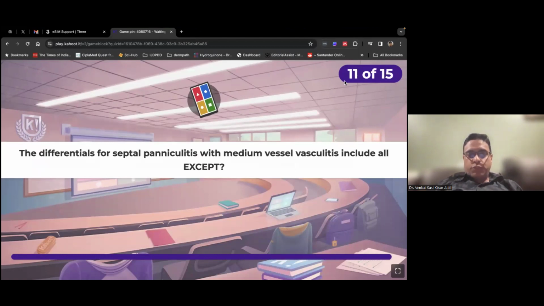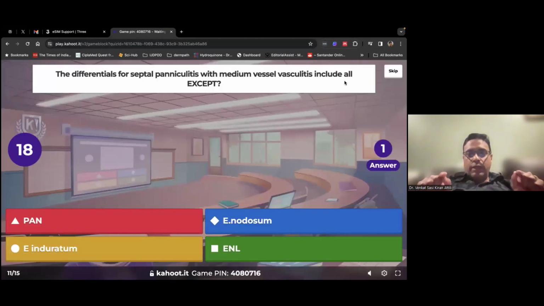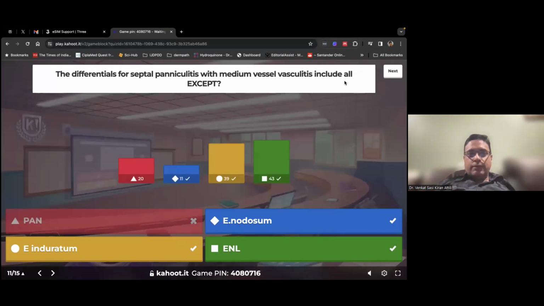So which of these options that are going to come up are not an example of septal panniculitis with medium vessel vasculitis? And it's multi-select. There can be more than one option. Since these are double negative questions, I often get confused myself. So that's why I got confused in choosing the options.